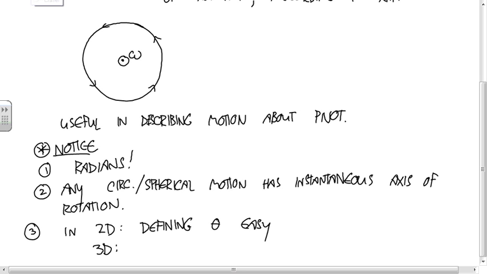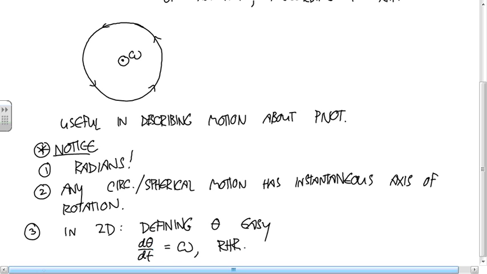Sorry, that's not what I want to say. So in 2D, defining that angle theta is easy to do. It's easy to picture what it means. And you can just calculate omega by taking the time derivative and then using the right-hand rule to make sure that it's in the right direction.